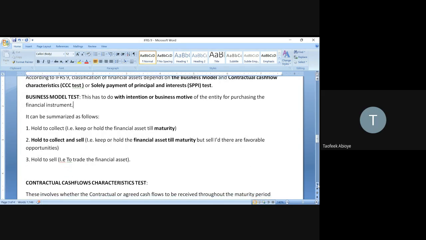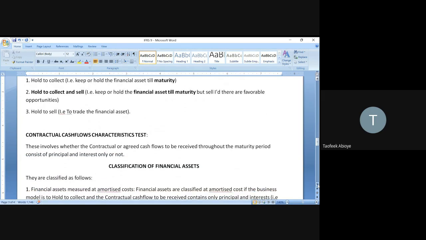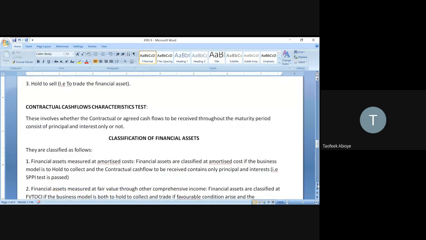Now, contractual cash flow characteristics. This consists of whether the agreed cash flow, or contractual cash flow, to be received through the maturity period consists of principal and interest only. And that is where we are going.